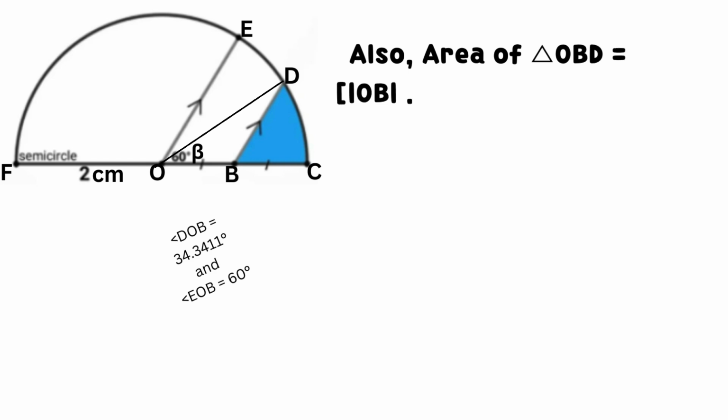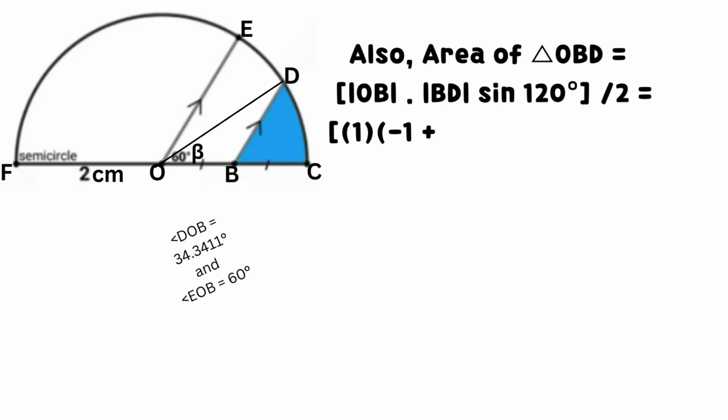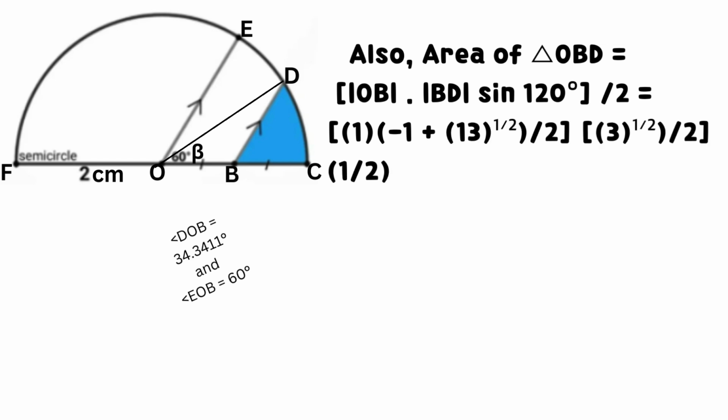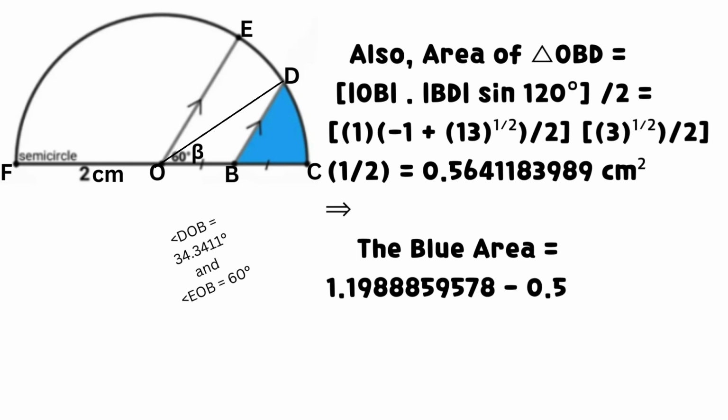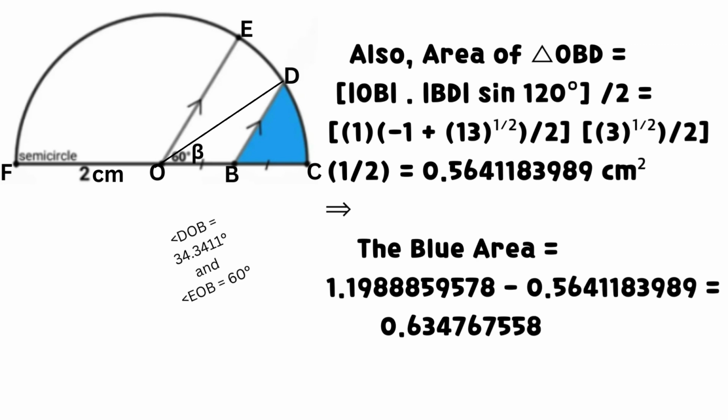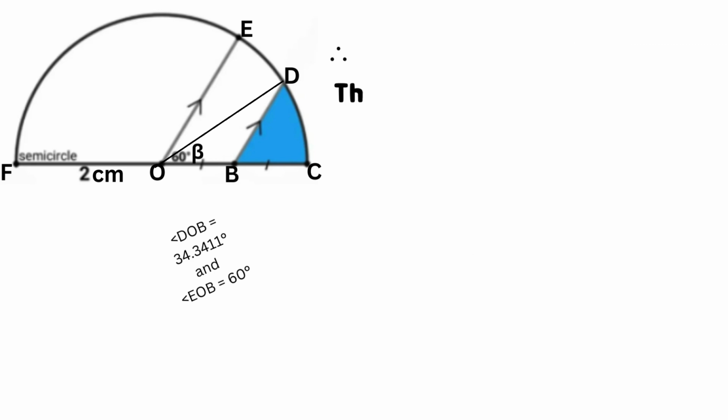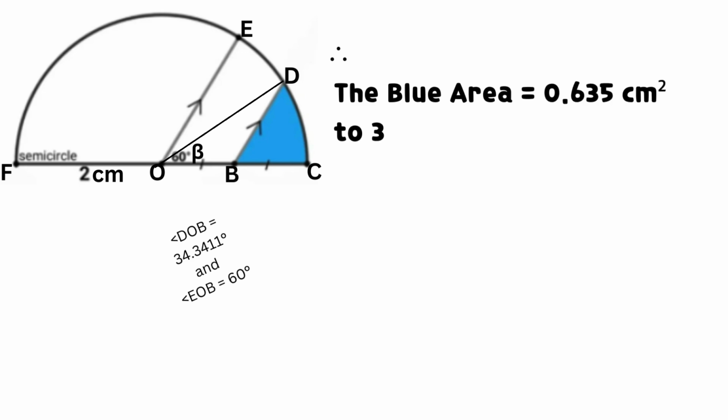Also, area of triangle OBD equals half the product of line OB, line BD and sine 120 degrees, which equals 0.64118398.9 square centimeters after substitution and simplification of values. Therefore, the blue area equals 1.198885958 minus 0.64118398.9 as shown. Therefore, the blue area equals 0.635 square centimeters, to 3 decimal places.